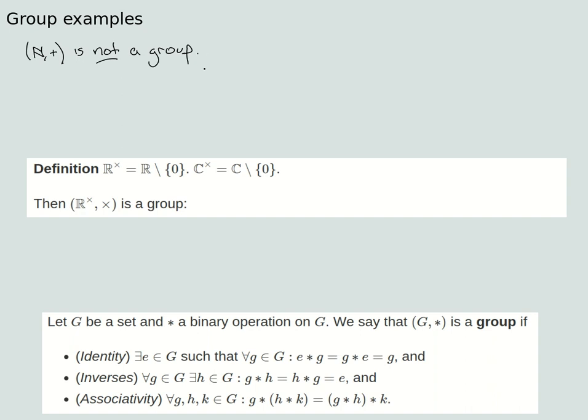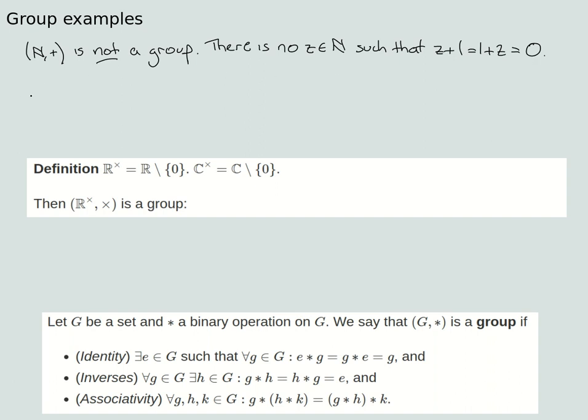So, for example, there is no element of the natural numbers such that z plus 1 and 1 plus z are equal to 0. So that means the inverses axiom is false for the natural numbers with the binary operation plus.